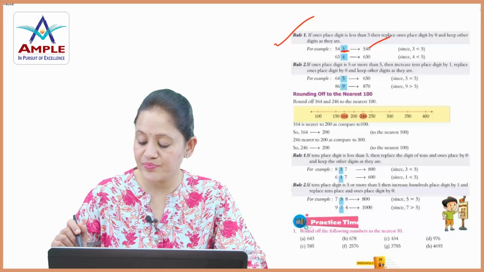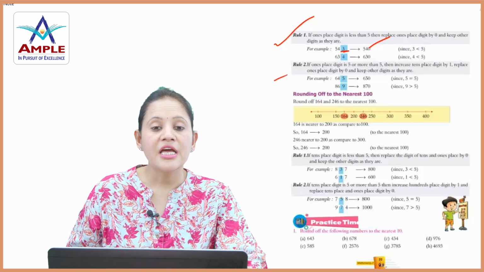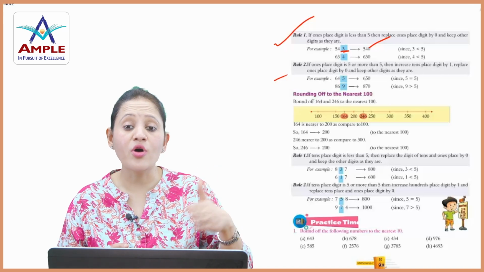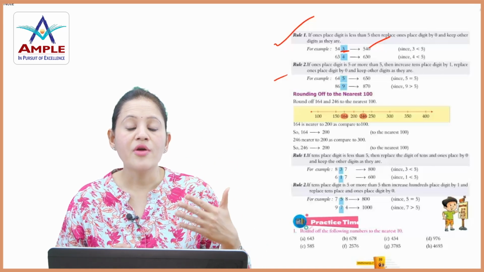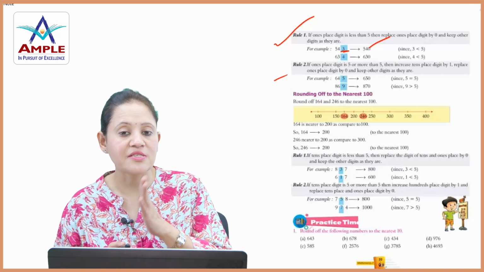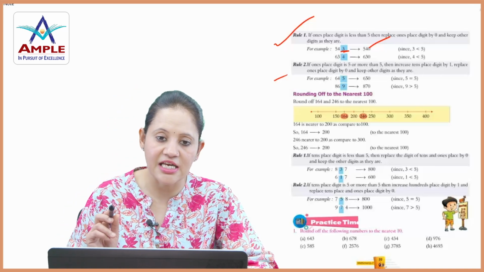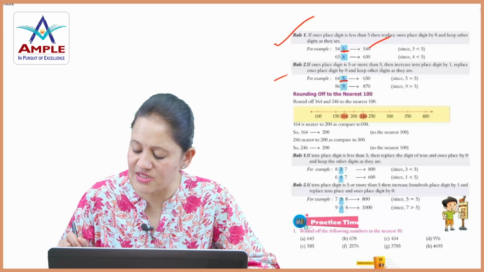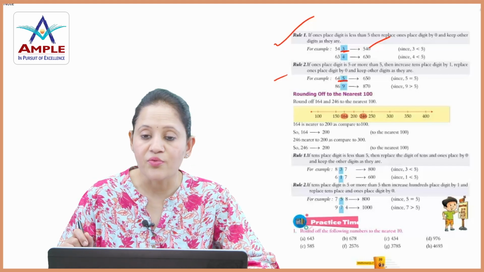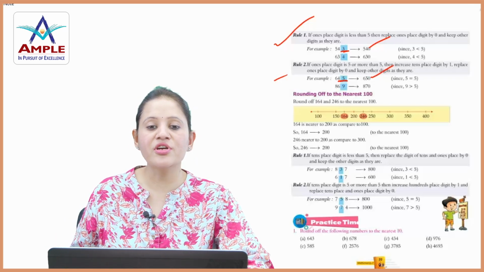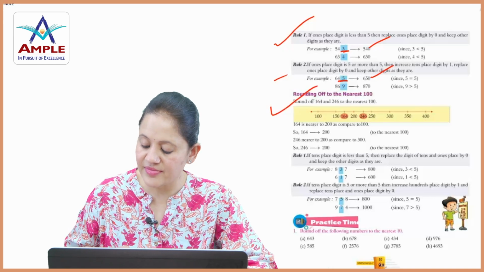Rule number 2. If the digit at ones place is 5 or more than 5, then what we'll do? We'll increase the tens place digit by 1 and replace the ones place digit by 0 and keep the other digits as they are. Like 645, the digit at ones place is 5. So we'll increase the digit at tens place by 1. So it will be rounded off to 650. Clear? Next, rounding off to nearest 100.